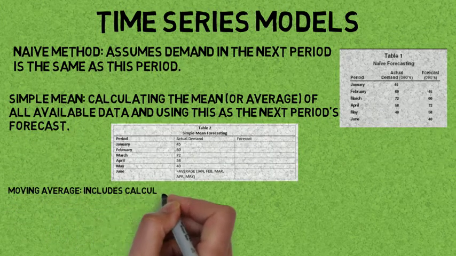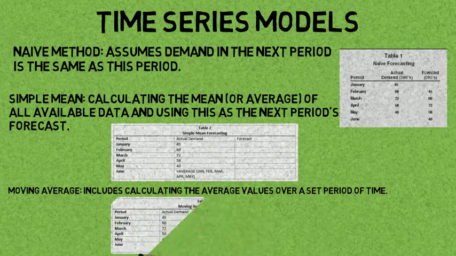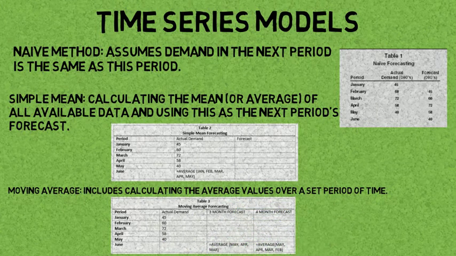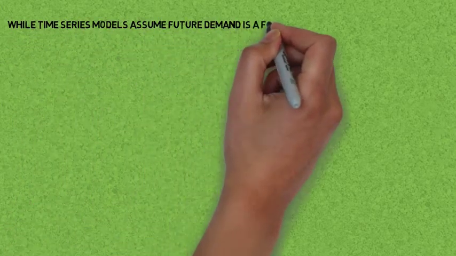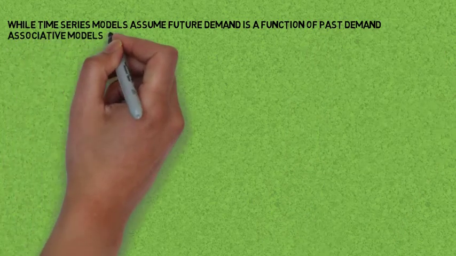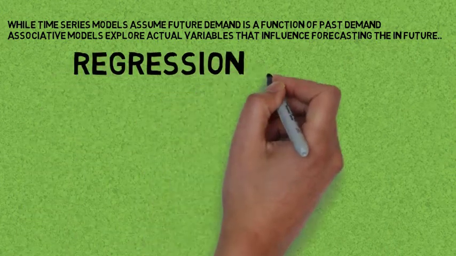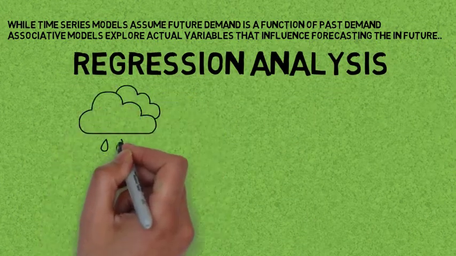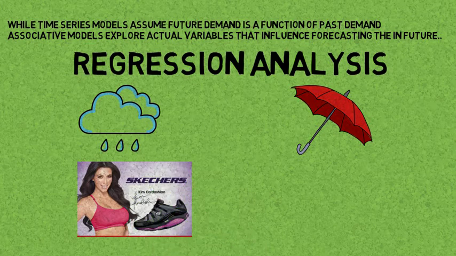Finally is the moving average. This includes calculating the average values over a set period of time. For example, only taking into account the last 3 months. Each new data point drops the oldest data point. This is used when older data is less indicative of current data. While time series models assume future demand is a function of past demand, associative models explore actual variables that influence forecasts into the future. For example, regression analysis. A more specific example would be inches of rain predicting the sales of umbrellas, or the number of celebrity endorsements predicting the sales of shoes.